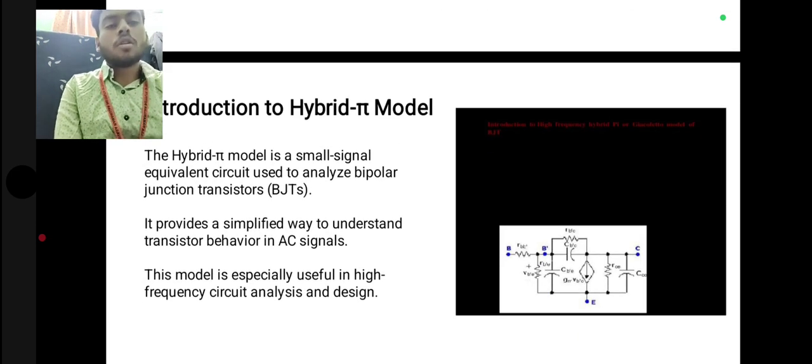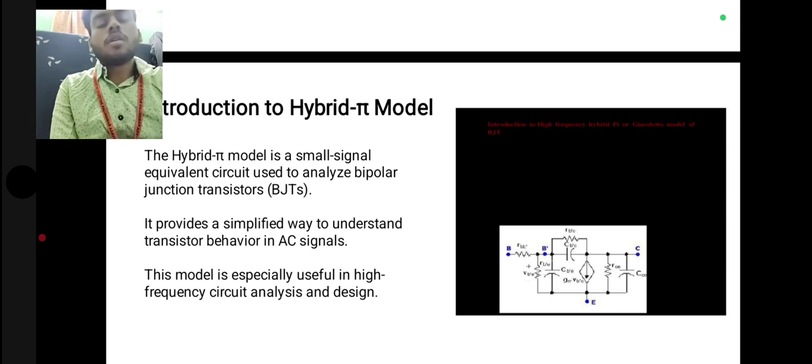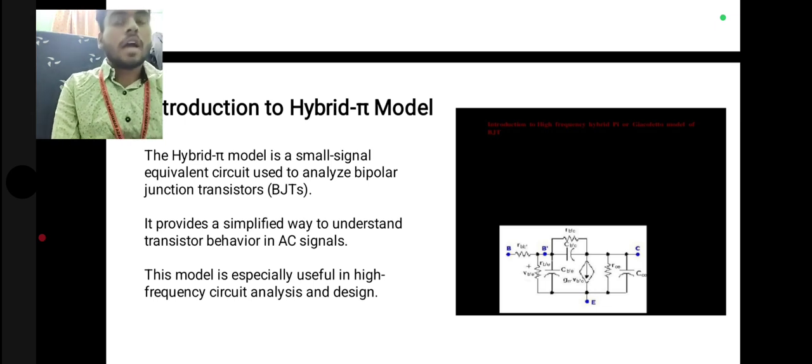The hybrid pi model is a small signal equivalent circuit used to analyze bipolar junction transistors. It provides a simplified way to understand the transistor behavior in AC signals, and this hybrid pi model is especially used in high frequency circuit analysis and design. This is not suitable for low frequency circuit analysis.